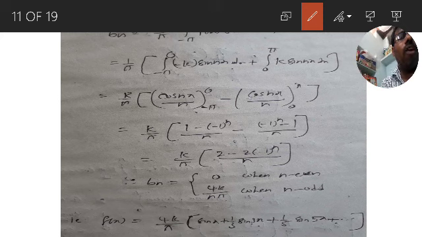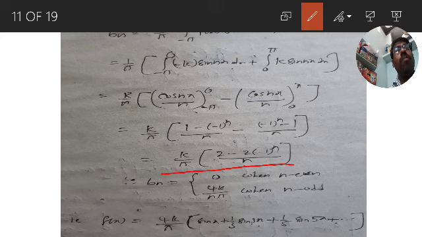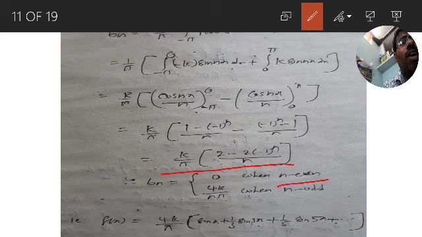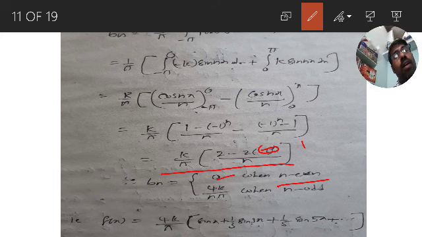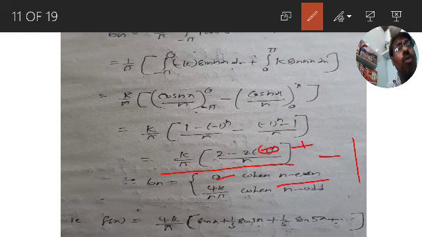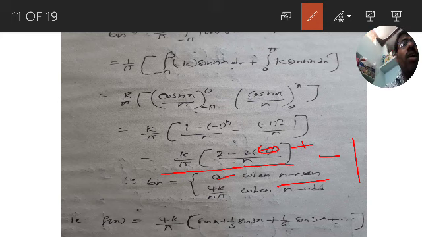Now after coming here, what am I doing? Put n value 0 or 2 or 4 or 6 or 8 or 10, any even. If you take even, then this value becomes 1. 2 minus 2 into 1, 2 minus 2 becomes 0. So for even values it is 0. And for odd values, when n is odd, minus 1 whole power of odd becomes minus 1. When it is minus 1, minus 2 into minus 1 is plus 2. 2 plus 2 is 4. So 4k by n pi when n is odd.